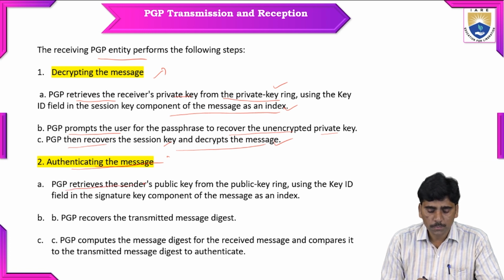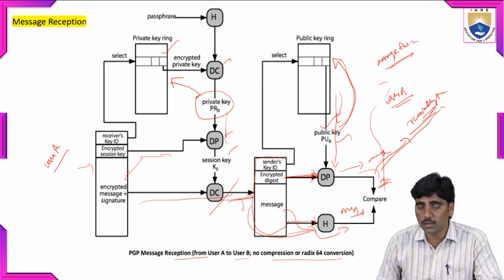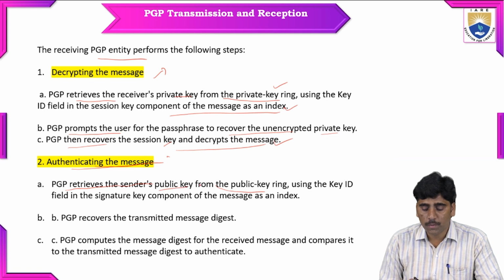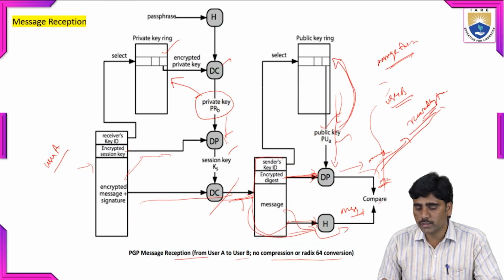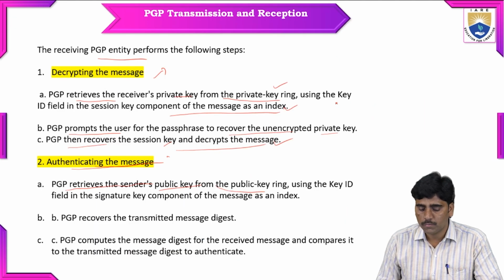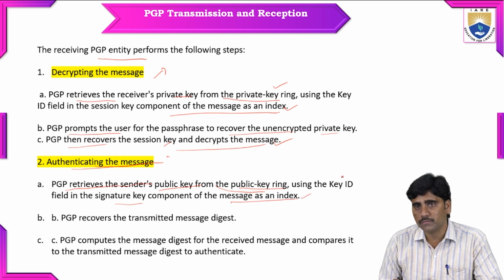Here PGP retrieves the sender's public key from the public key ring. So that is what we mentioned here. The sender's public key is taken from the public key ring, using the key ID field in the signature key component of the message as an index.